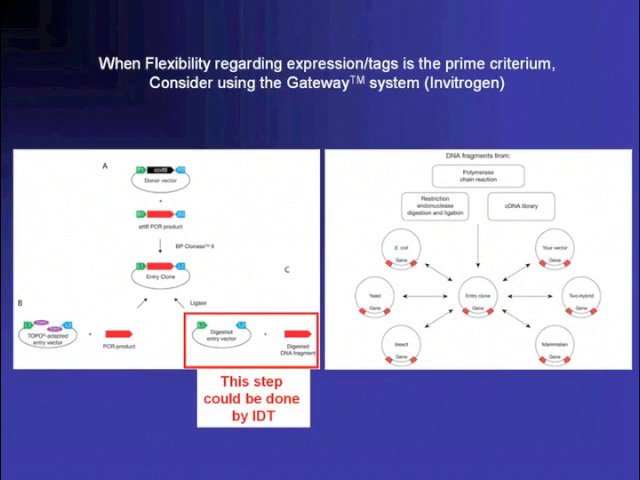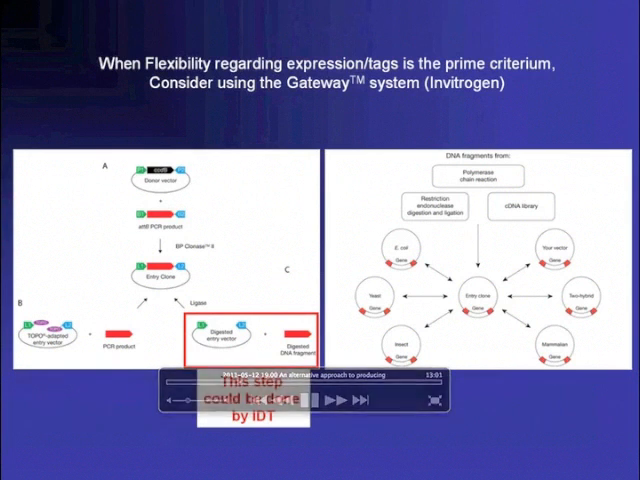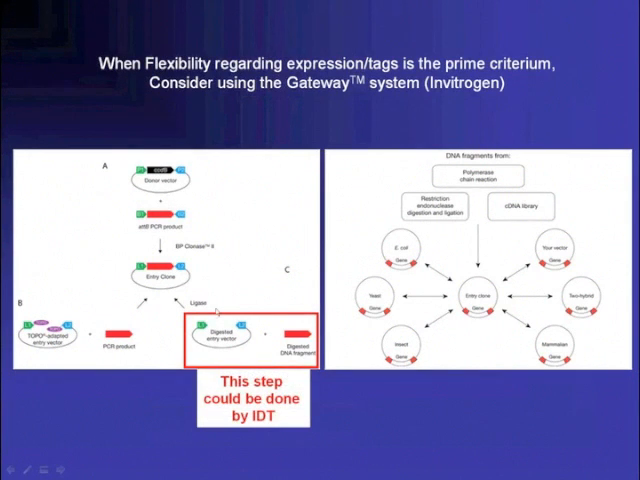On the other hand, I would also like to mention that when flexibility is very important for you as the prime criterion, you might consider using the Gateway system, in the sense that you create an entry clone. I'm not going too much into detail, but in one of the steps, this could be done by IDT by having this vector synthesized with your digested DNA fragment containing your peptide of interest. Once you have the entry clone, you have the full scala of all the destination vectors where you can recombine your protein with, and you can create really in a flexible way the different systems. So that's maybe one thing one might consider.